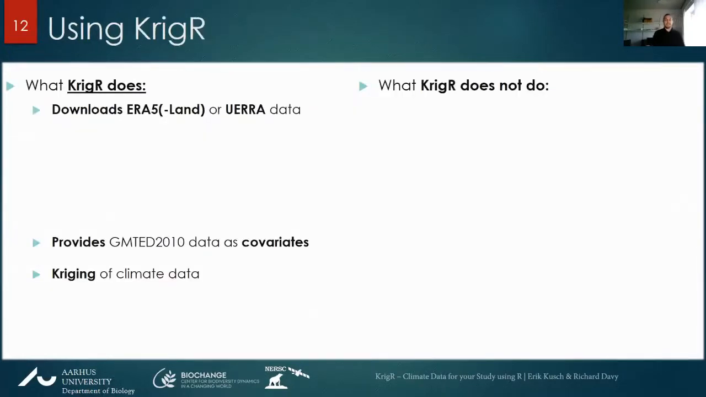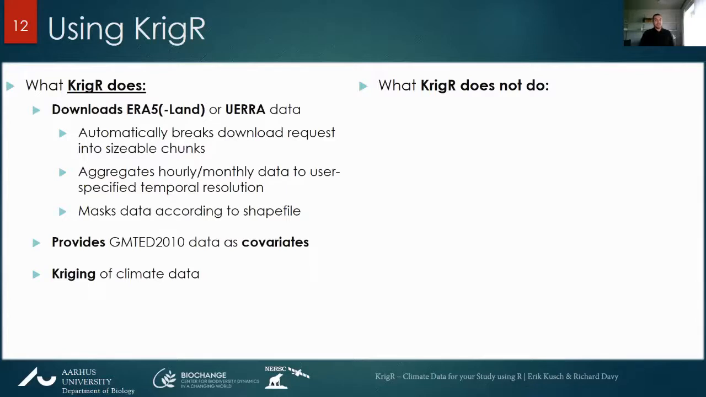With this in mind, as a quick recap of how to use KrigR and what it does, KrigR has this three-step process of first downloading ERA5 or ERA5-Land data. It also downloads UERA data. That is that very fine resolution European reanalysis dataset. I haven't highlighted this so far because it comes in non-square cells, which you can't KrigR. That's why I haven't highlighted it so far, but it is there to be downloaded if you want it.